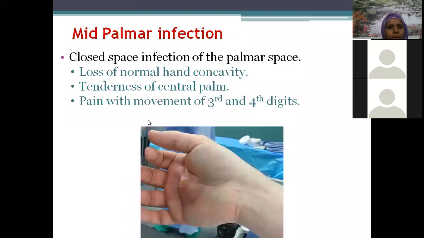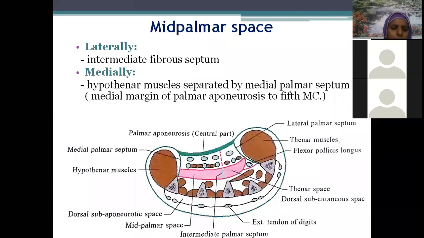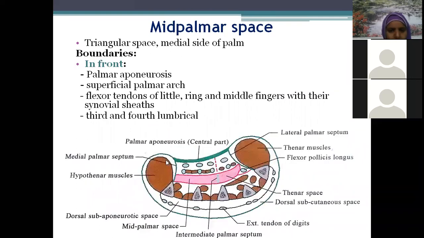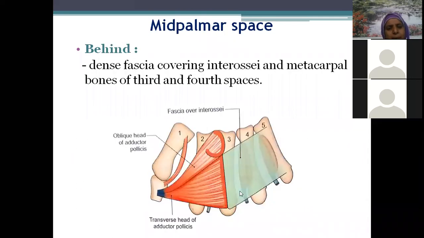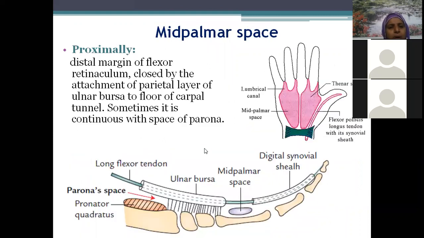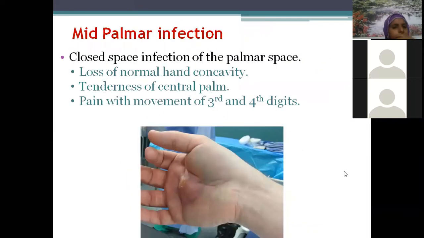Is that clear? Are the boundaries clear for you? I talked about four boundaries, in fact six. In front we saw the relations, behind we saw, medial we saw, lateral we saw, proximal we saw, distal we saw. We should know this very clearly. This topic is important because it is surgically important.